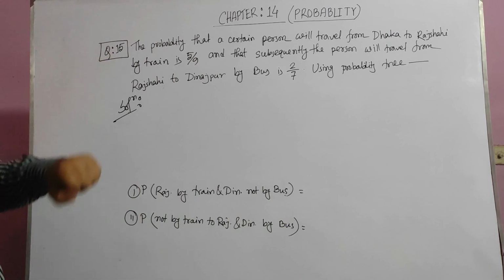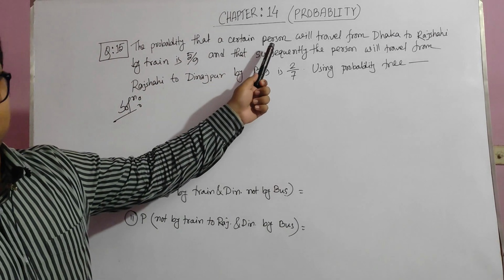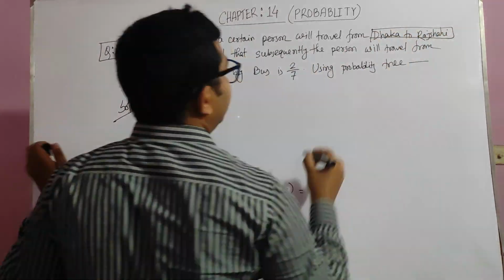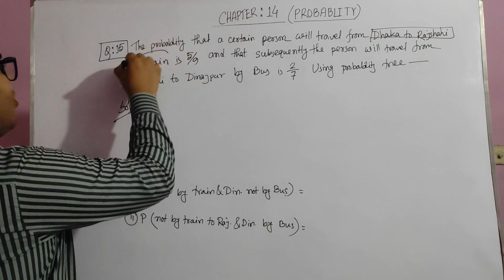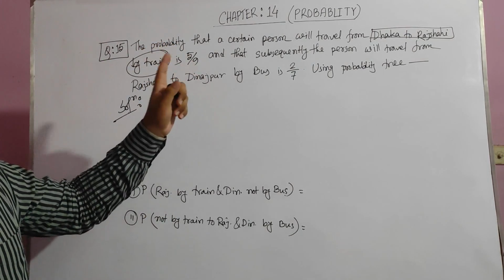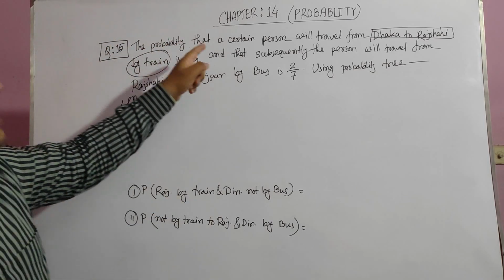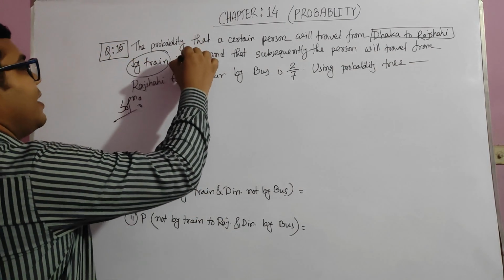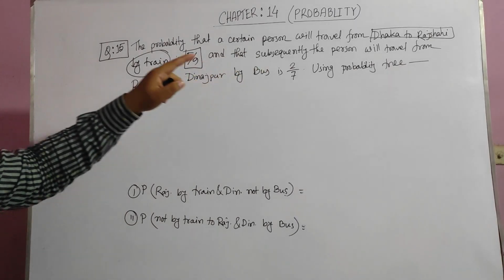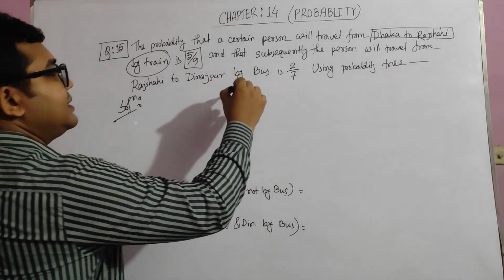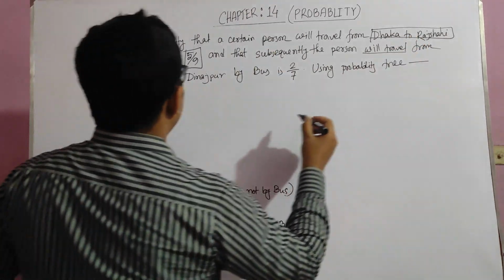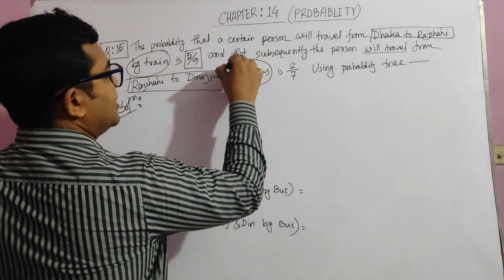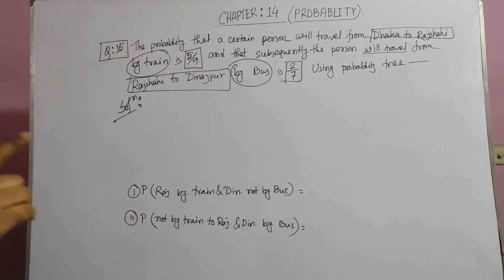The question says the probability that a certain person travels from Dhaka to Rajshahi by train is 5 by 9. These are the very important keywords. So Dhaka to Rajshahi by train is 5 by 9. Subsequently, the person will travel from Rajshahi to Dinajpur by bus with probability 2 by 7. These are the very important keywords.